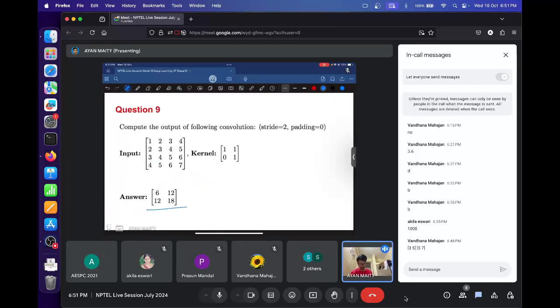This is the output. So basically your kernel has 1, 1, 1, 1 in these positions. That's why you have to just add these positional values 1, 2, 3. Similarly in the next window you have to add 3, 4, 5, because these places are 1 and this place is 0. So these 4 are never added.